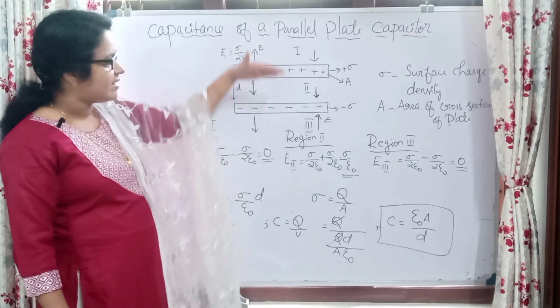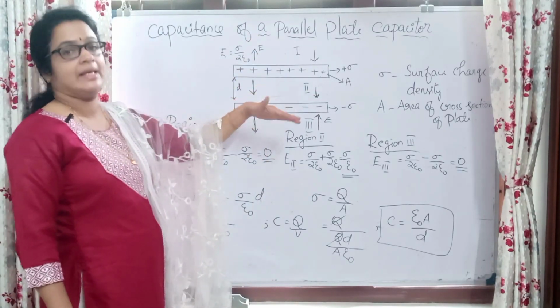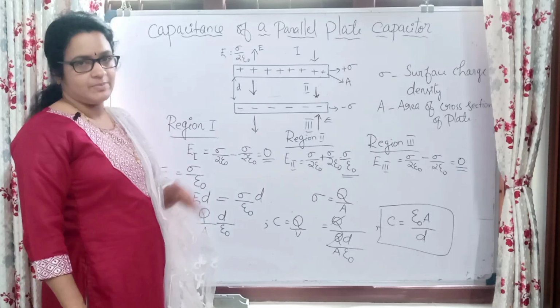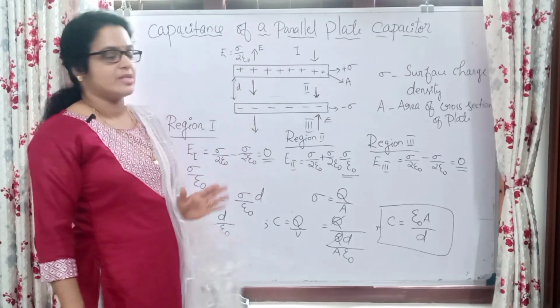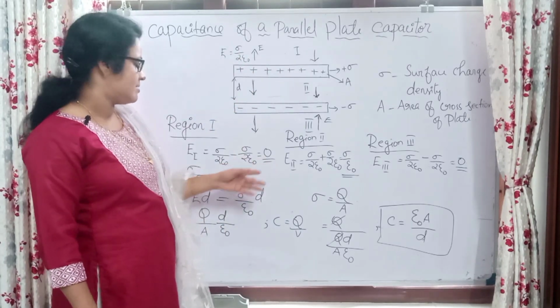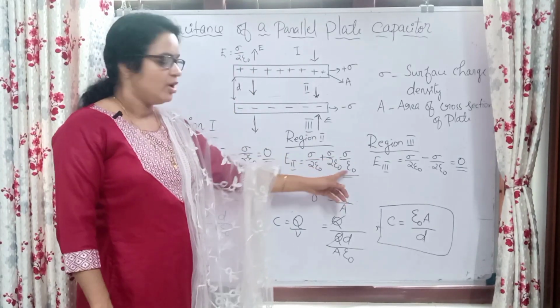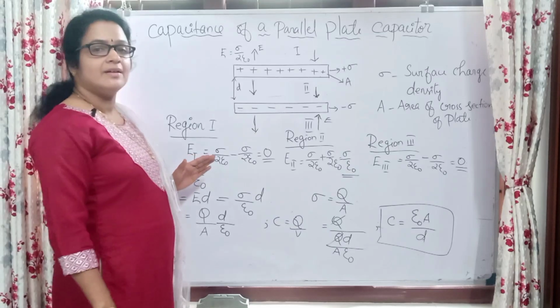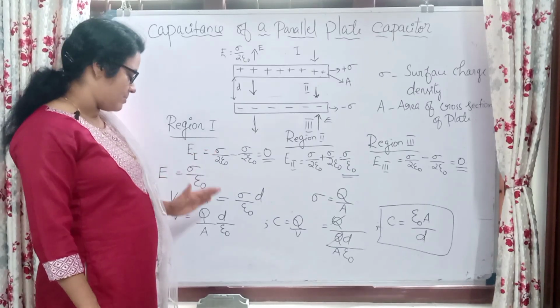Then in regions 1 and 3, what happens? The electric field will be cancelled because these are equal and opposite. Only in region 2 the electric field will be there, that is sigma by epsilon 0. Then we can find the capacitance. So E is equal to sigma by epsilon 0.